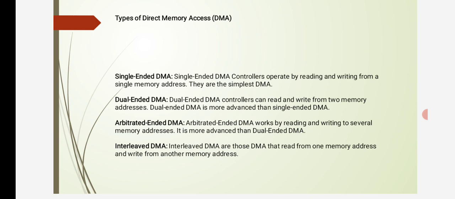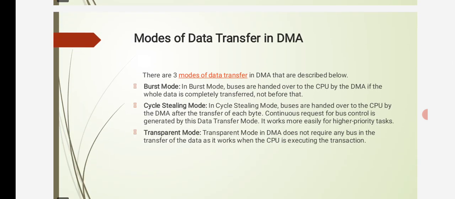Interleaved DMA are those DMA that read from one memory address and write to another memory address. Modes of data transfer in DMA. So there are three modes of data transfer. One is burst mode. In burst mode, the buses are handed over to the CPU by the DMA only when the whole data is completely transferred, not before that.